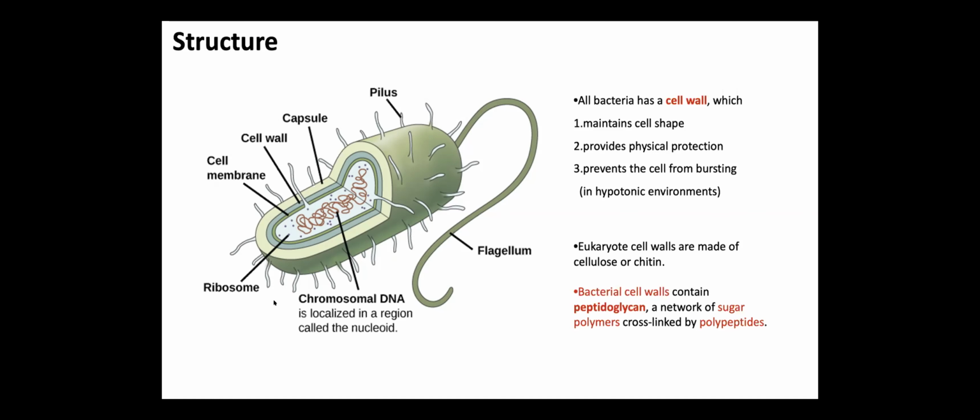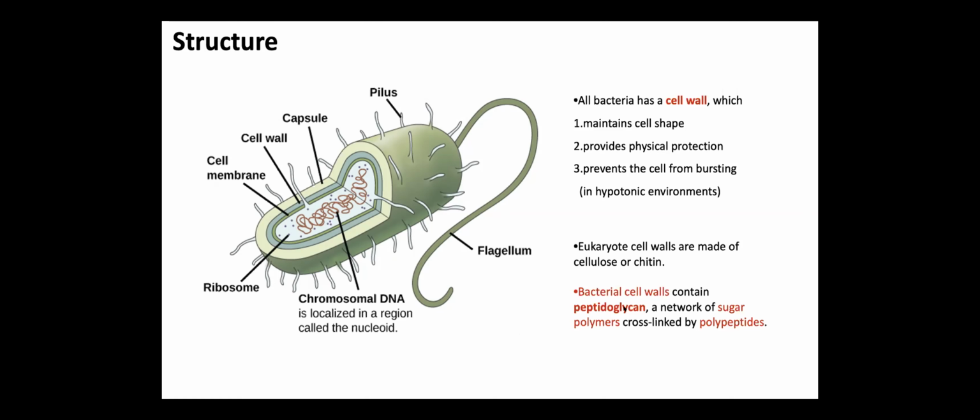And cell walls in general are made of cellulose or chitin, which provide very strong structural support. And bacterial cell walls contain peptidoglycan, which is a sugar polymer cross-linked by polypeptides.